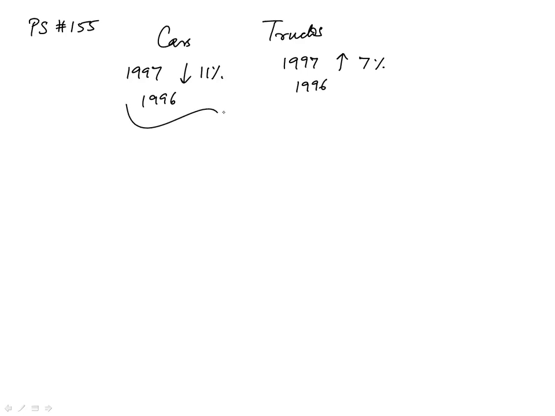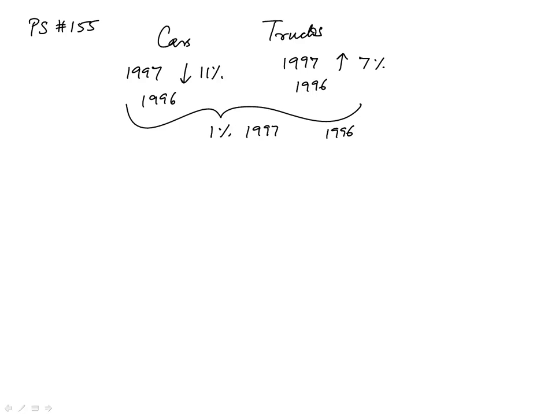So in this problem, we're given that a company that sells only cars and trucks reported that the revenue from car sales in 1997 was down 11% relative to 1996. For truck sales, the revenue in 1997 was up 7% relative to 1996. And together, the total revenue from sales of cars and trucks was up 1% in 1997 relative to 1996.